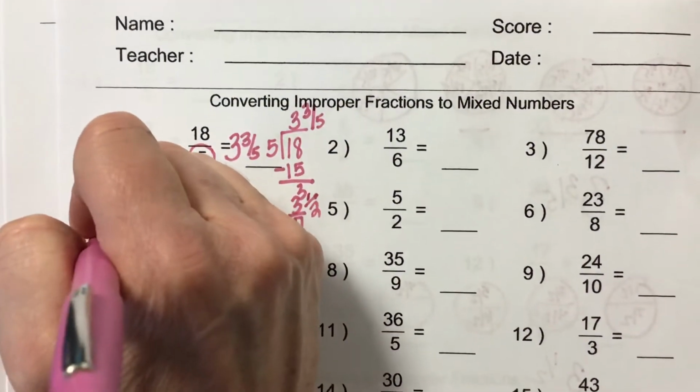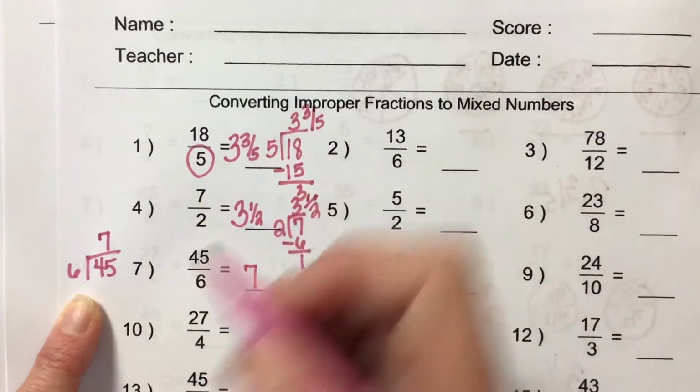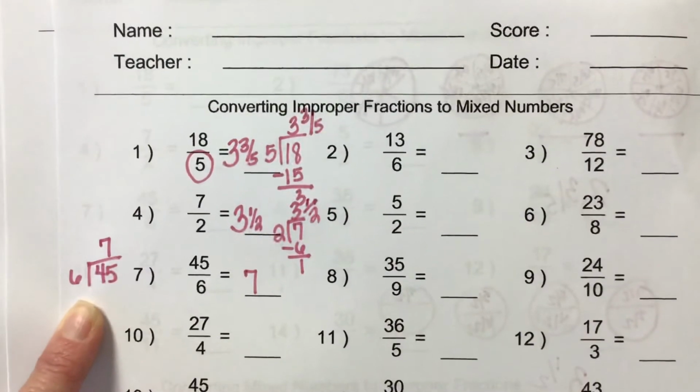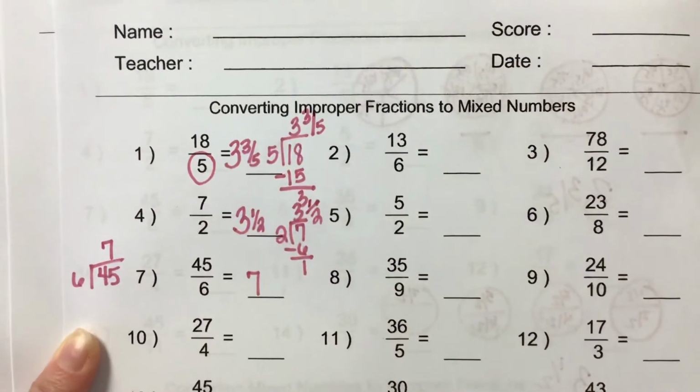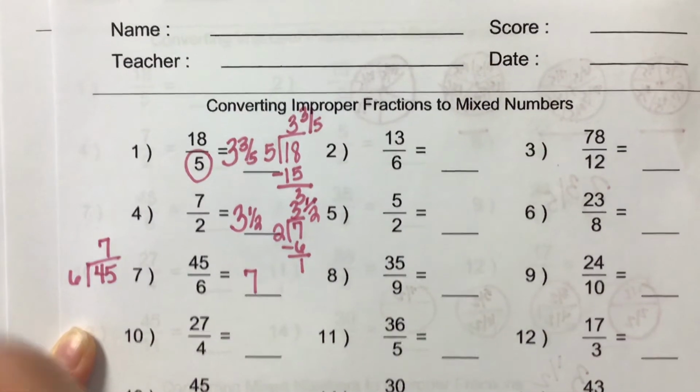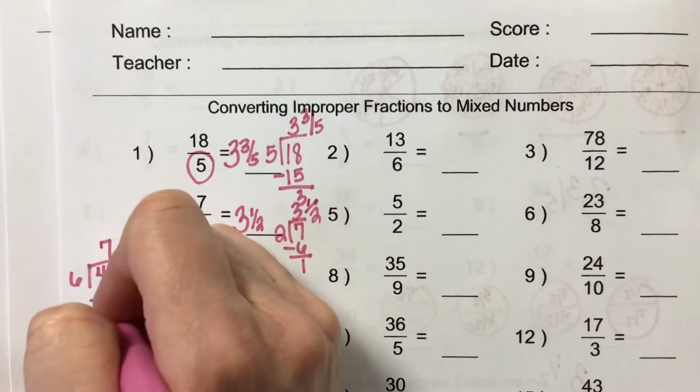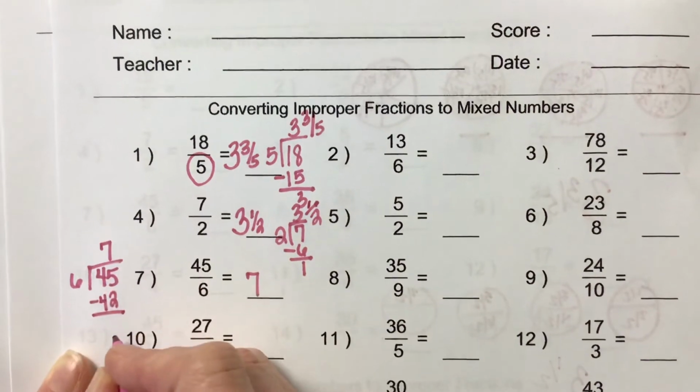7 times. That's my whole number. It can go in there 7 whole times. Okay, what is 6 times 7? Hunter? 42. So let's subtract 42. That leaves me with what?